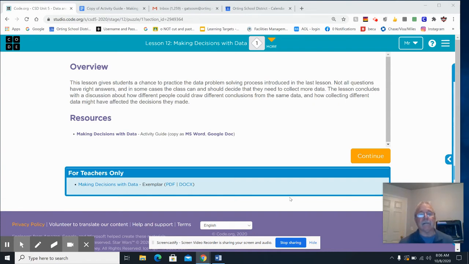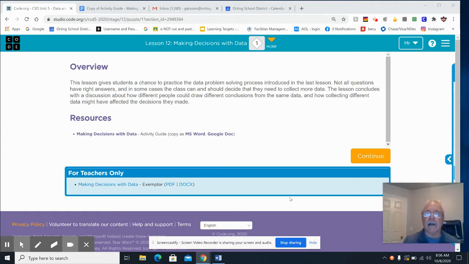Okay, so our first thing we want to look at is our overview. This lesson gives you a chance to practice the data problem solving process introduced in the last lesson. Not all questions have right answers. In some cases, the class, which would be you, should decide that you need to collect more data. This lesson concludes with a discussion about how different people could draw different conclusions from the same data and how collecting different data might have affected the decision you made.